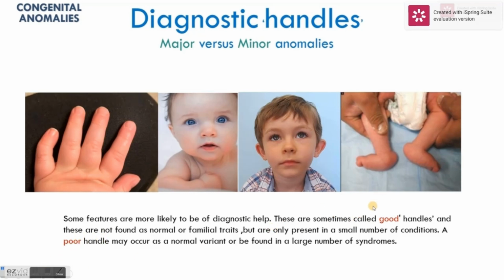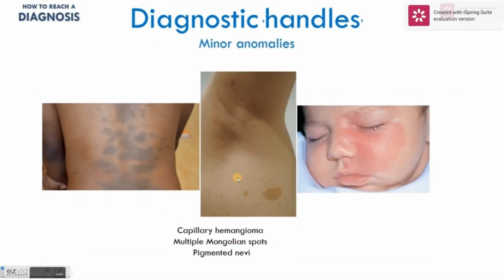However, there are some good handles, even if they are minor anomalies. For example, these are Mongolian spots. It's considered a minor anomaly and can be normal in some populations. But multiple Mongolian spots may lead to a diagnosis. Pigmentations, which are minor anomalies, may lead to a diagnosis. And also the hemangioma, as in this chart. What I'm trying to say, try to choose good handles to reach a diagnosis.